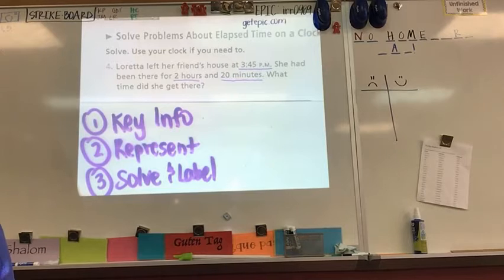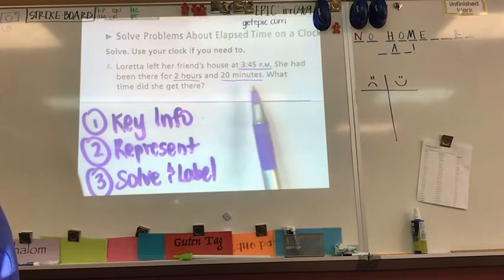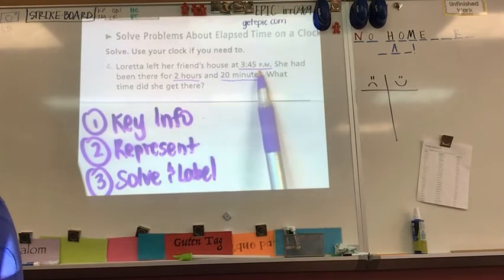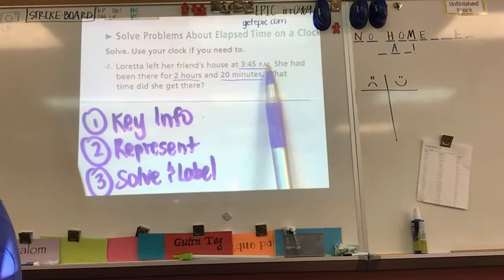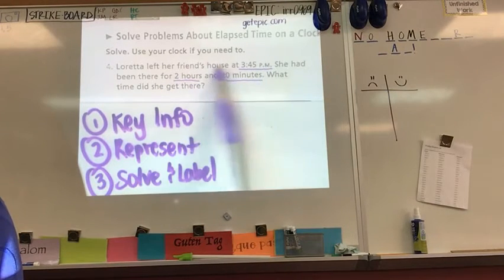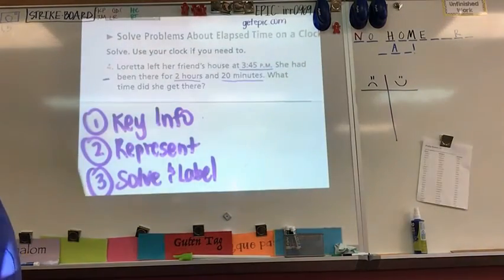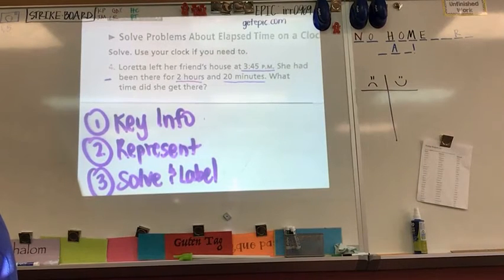So we need to make sure that we go through. This one says she left. She had been there. They want to know what time she got there. That means we have an end time, and we're going to have to subtract this elapsed time to find our starting time. So I would put a subtraction sign next to this problem to remind myself I'm counting backwards, right? I'm going to be looking for my starting time. So let's go ahead and work this one out.